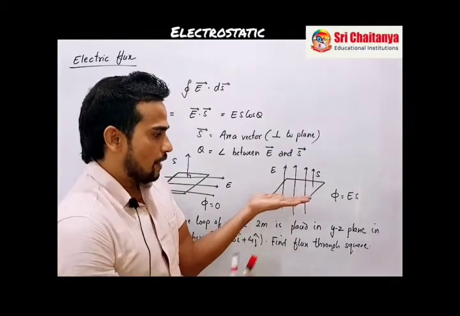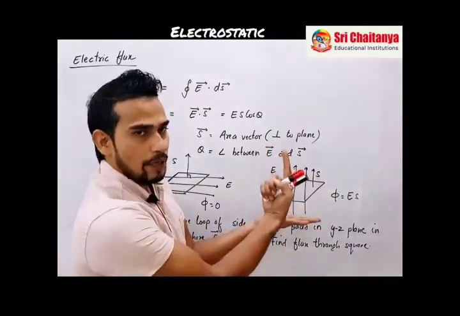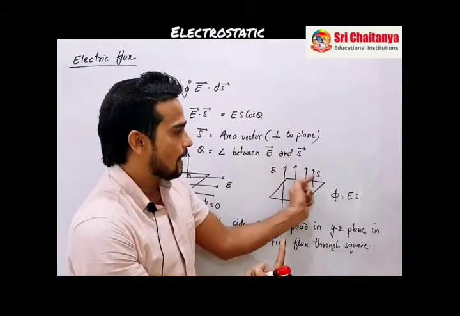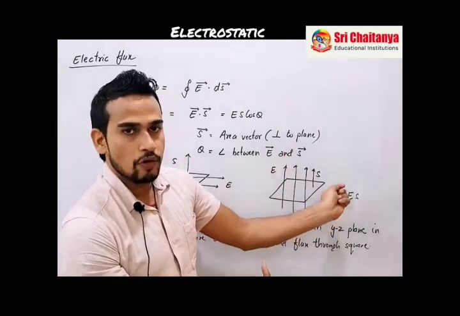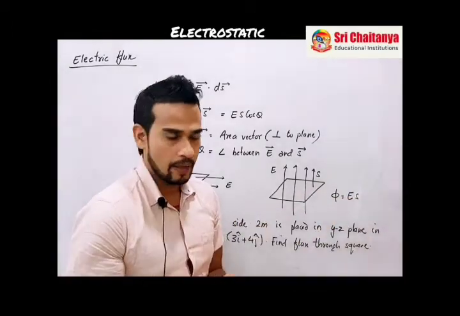Second situation, if you see, the area vector is also perpendicular to the plane. The S vector is also perpendicular to the plane. So the angle between E and S here will come 0. So cos 0 will be 1. That's why you'll get maximum flux, E into S.